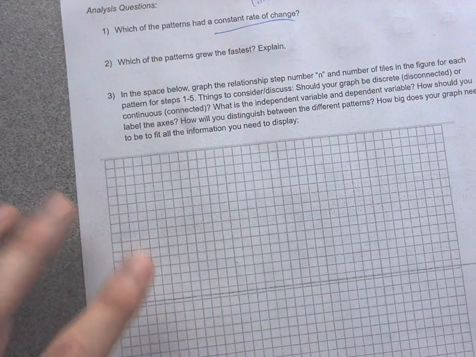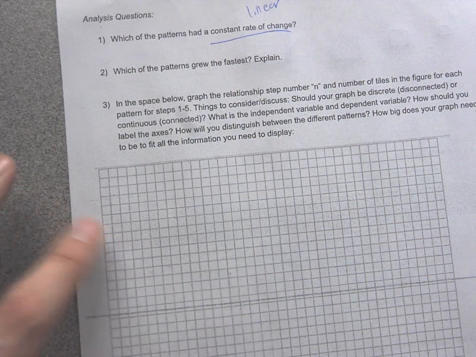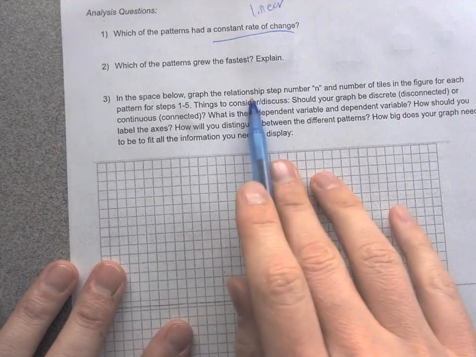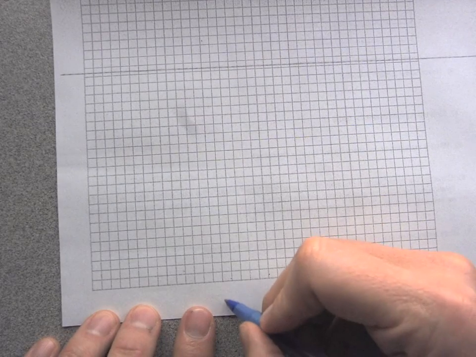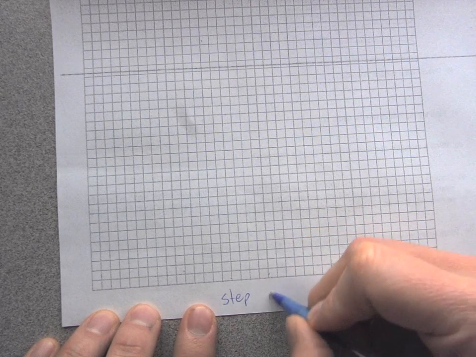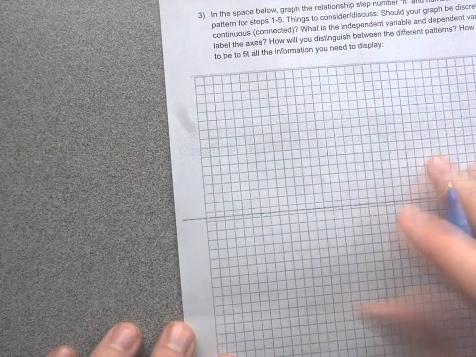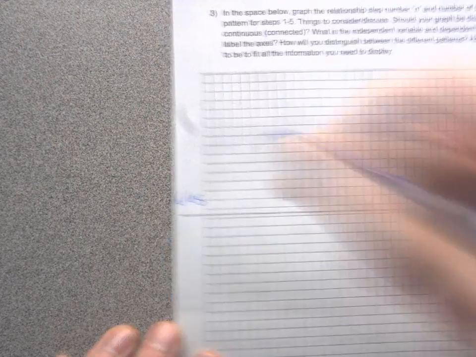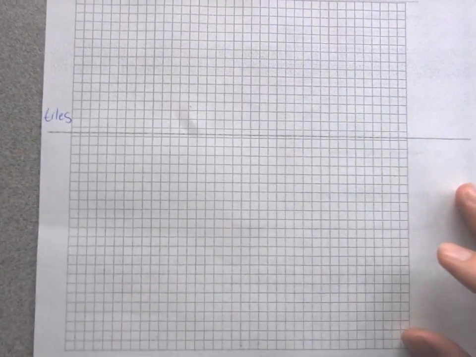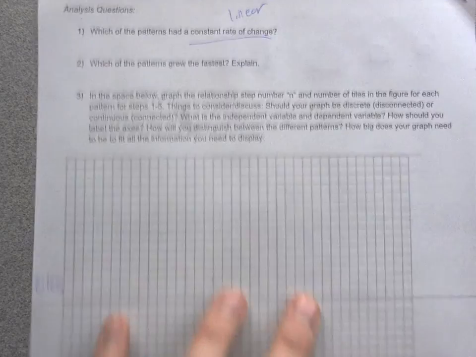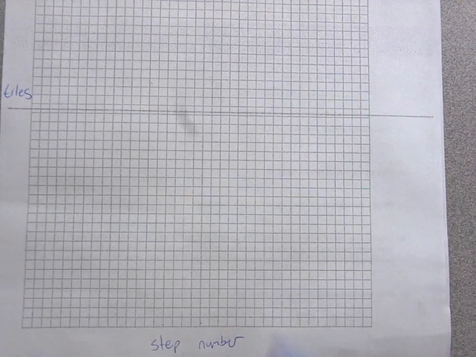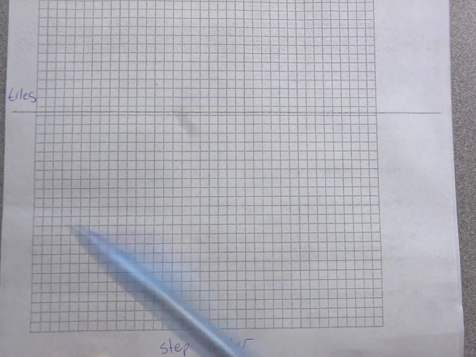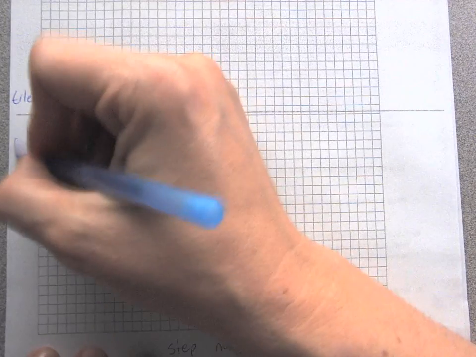Okay, which patterns grew the fastest? Okay, I'll let you look at that and explain. All right, this is where the hard part comes in. I'm going to help you set this up. Okay, we want to graph the relationship between step number and number of tiles. So down here, we're going to have step number or figure number. Over here, we're going to have number of tiles, almost like the area, if you will. Now, we're going to graph all 3 patterns on the same axis. So number of tiles is dependent on step number. That's why step number is independent and tiles is dependent, right? Kind of like an X and a Y. But this is like an N and this is like a T.